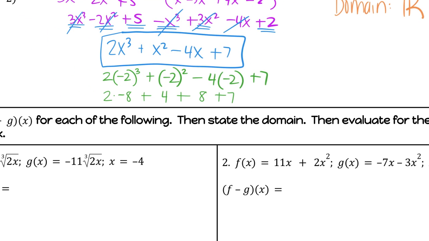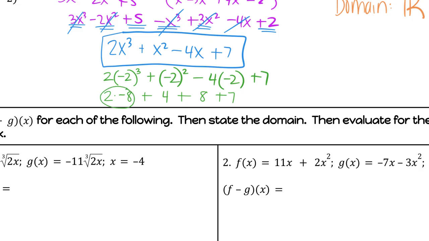All right, let's simplify a little further here. This would give us a negative 16. Negative 16 plus 4 gives us negative 12. If I combine the 8 with the 7, that gives us a 15. And if I add those together, that leaves me with 3. So the answer to that would just be 3.